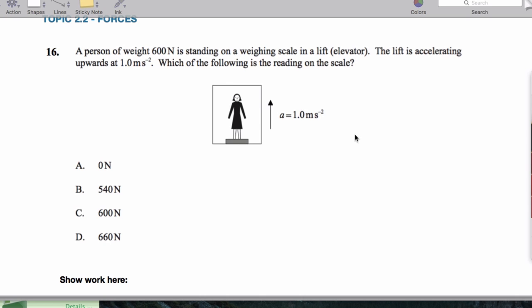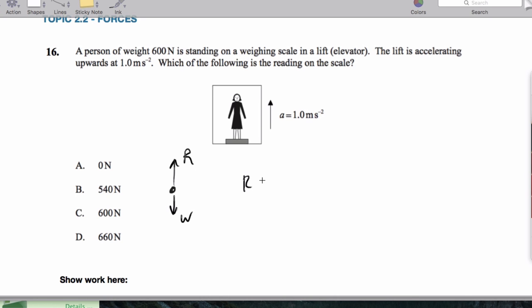Oh my goodness, we have the lift. Oh my, that British language, those wacky Europeans with their lifts. Okay, that's just crazy talk.